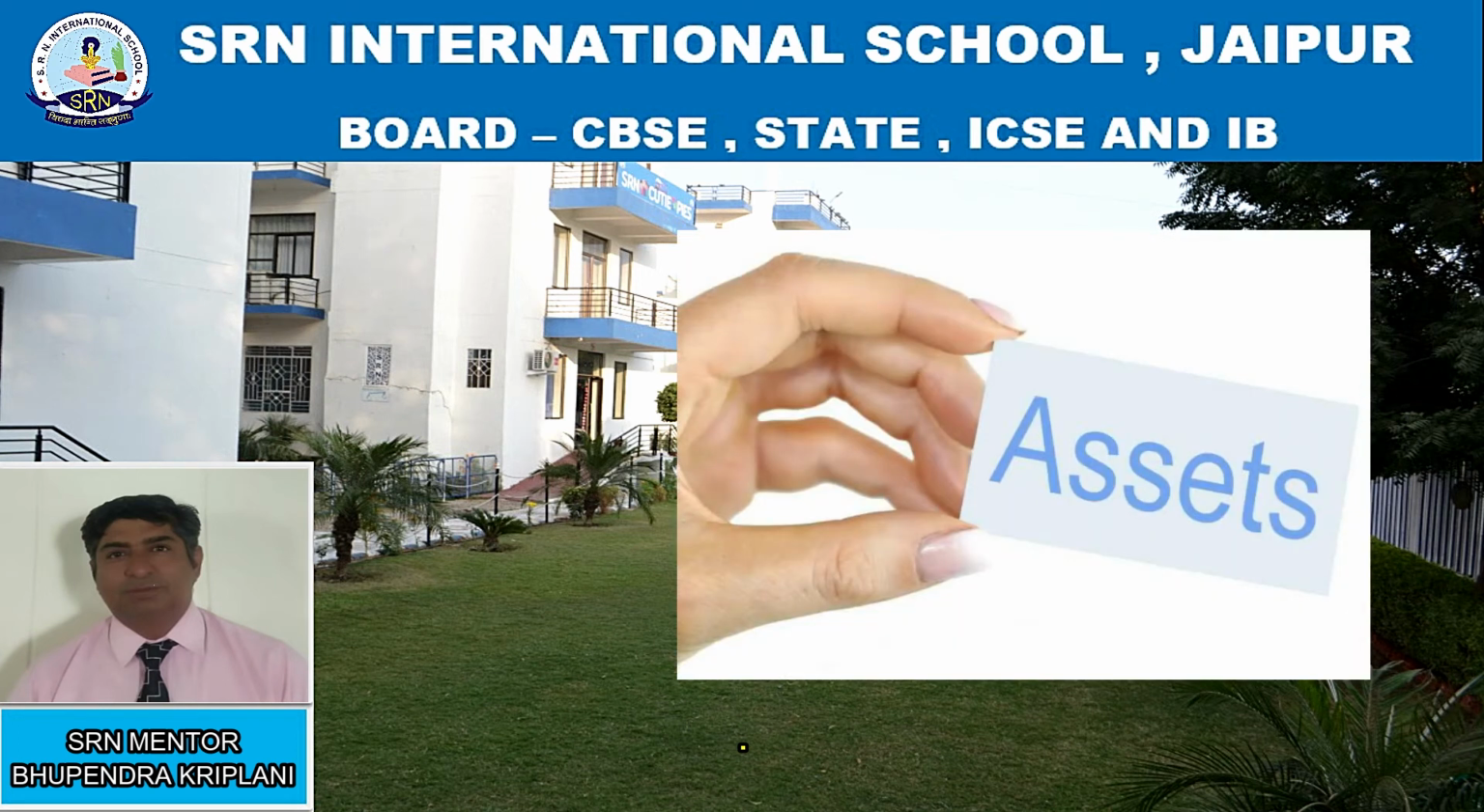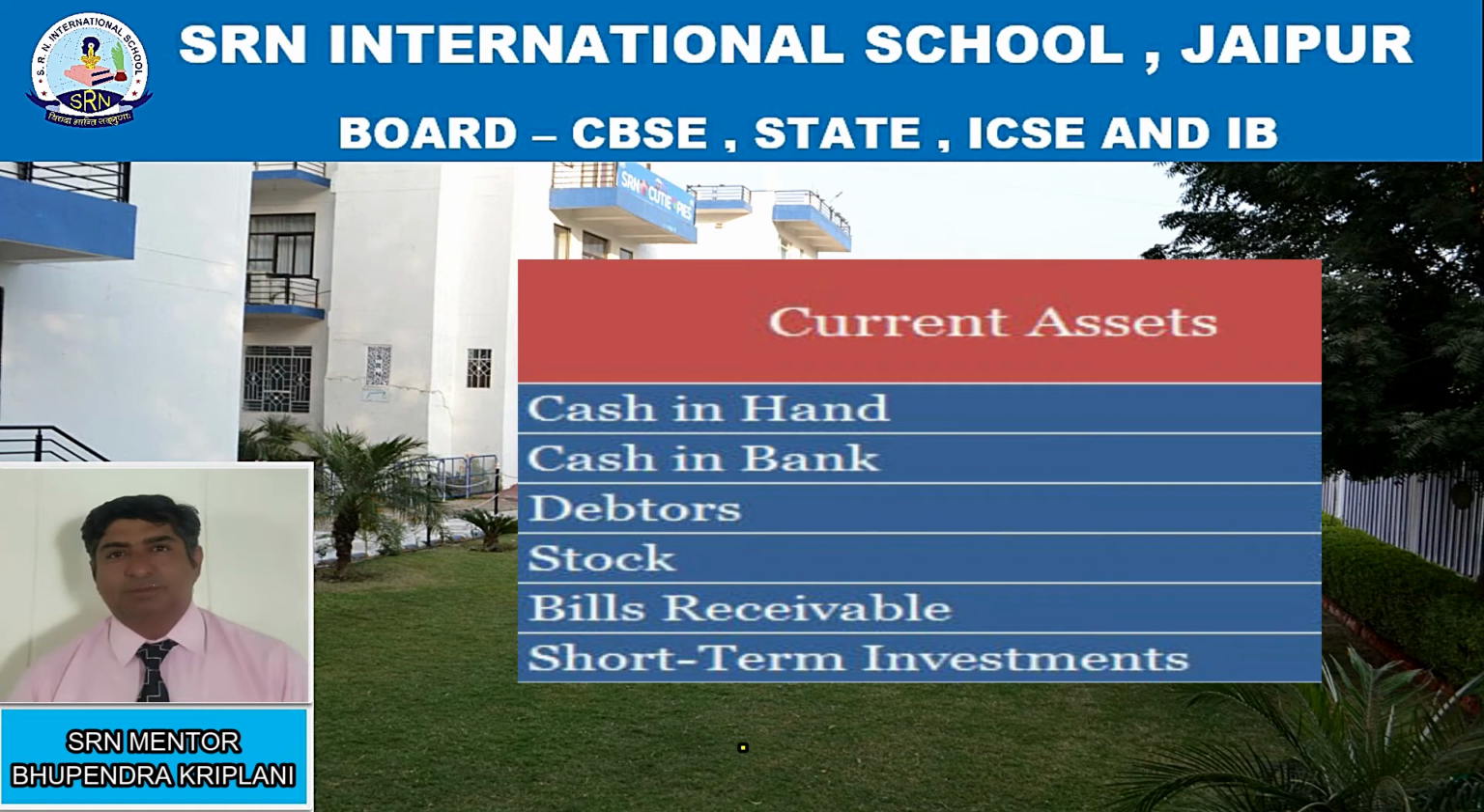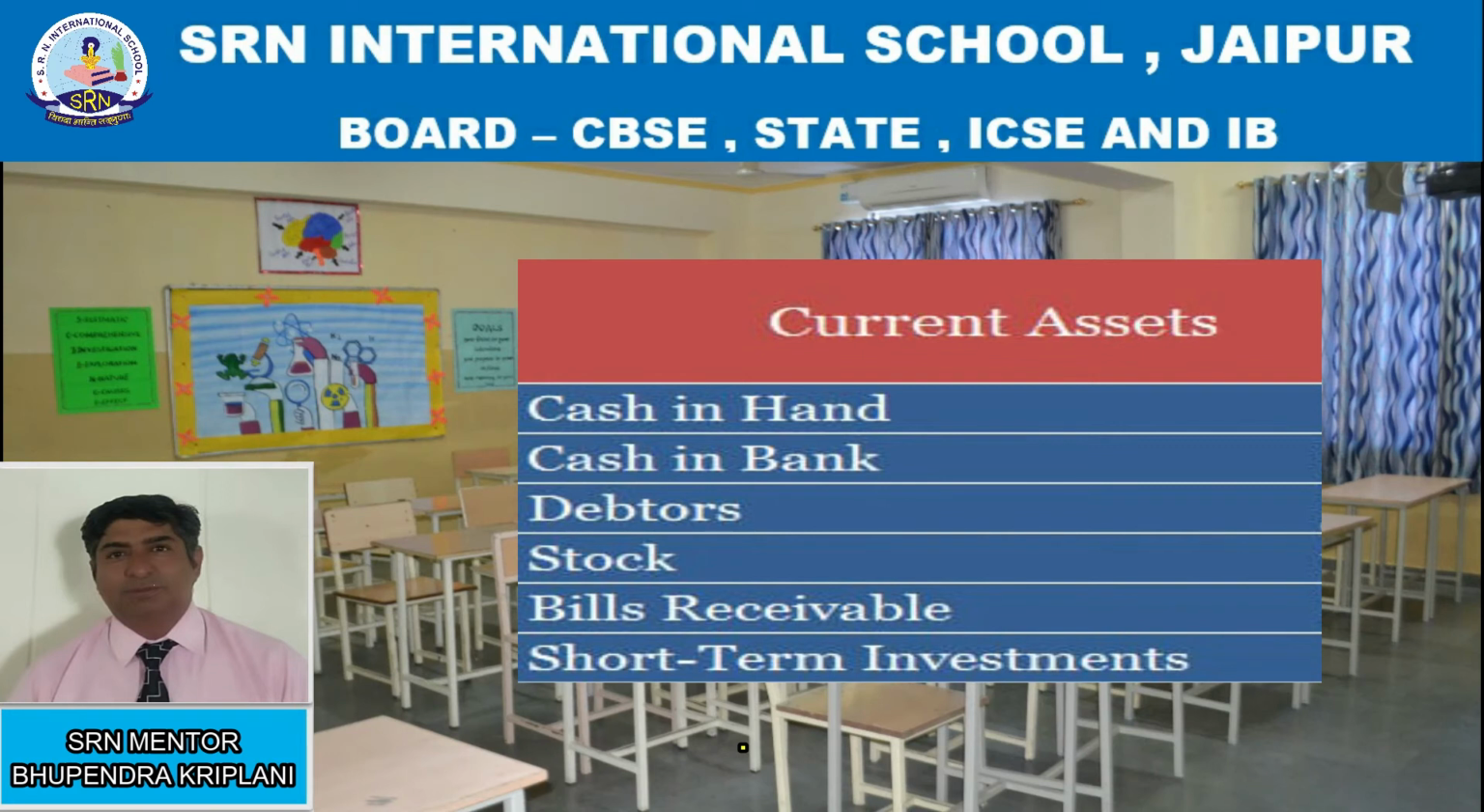Next is the assets. Assets are basically the economic resources of the business used in its operation and also provides cash benefit at some future date. The example of assets are stock, debtor, machinery, building, etc. Let's come to the types of assets. First is current assets. Current assets are those assets which are easily convertible into cash within a period of 1 year. For example, cash in hand, cash at bank, debtors, bill receivable, stock, etc.